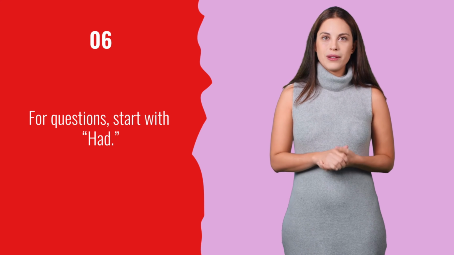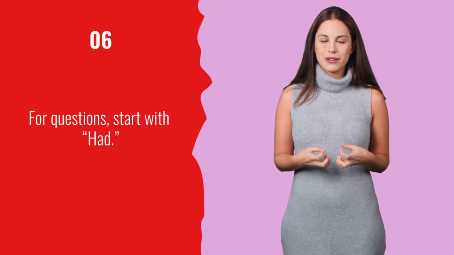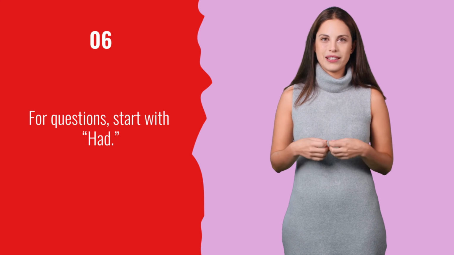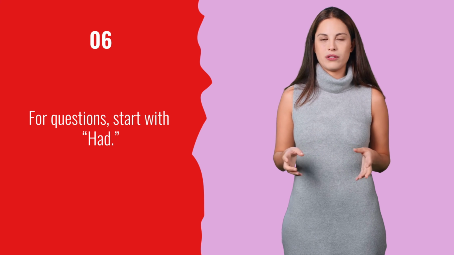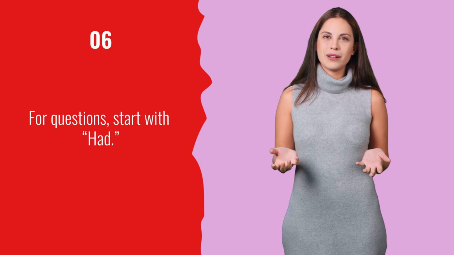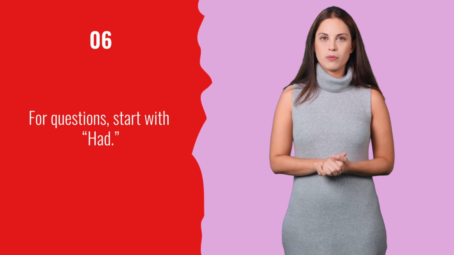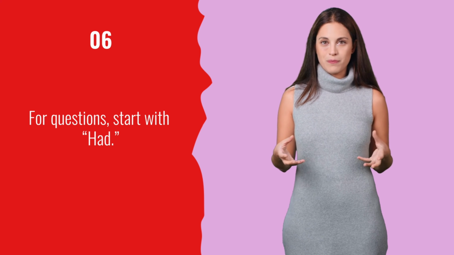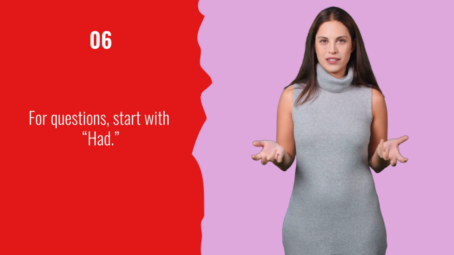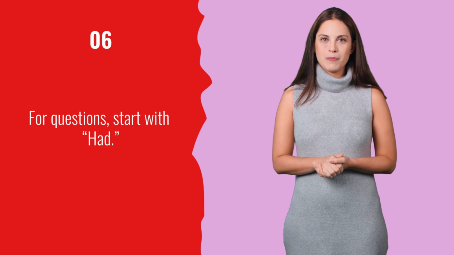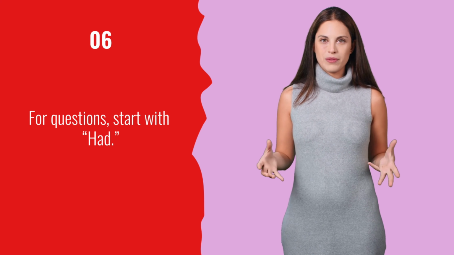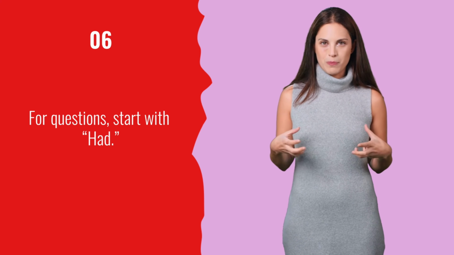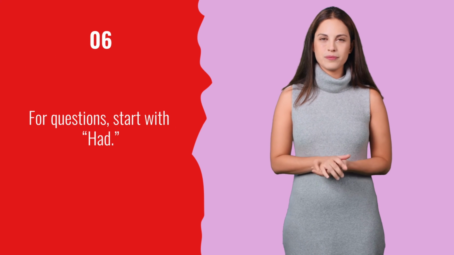Tip 6. For questions, start with had. If you want to ask a question in the past perfect tense, the formula is easy. You just move had to the beginning of the sentence. That's it. No need for extra words or changes. For example, had you seen the movie before? You're asking if the person had already watched it at some point in the past, before something else happened. Maybe before going to the cinema again, or before a conversation about it.